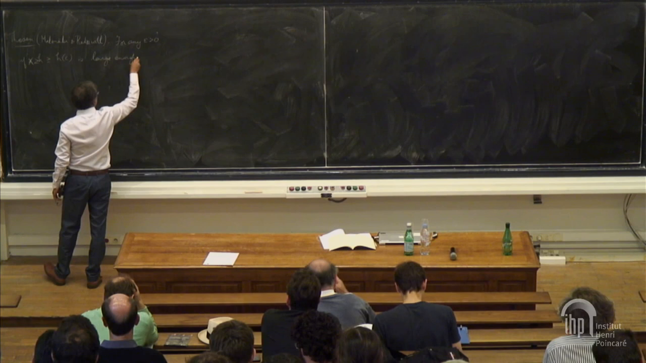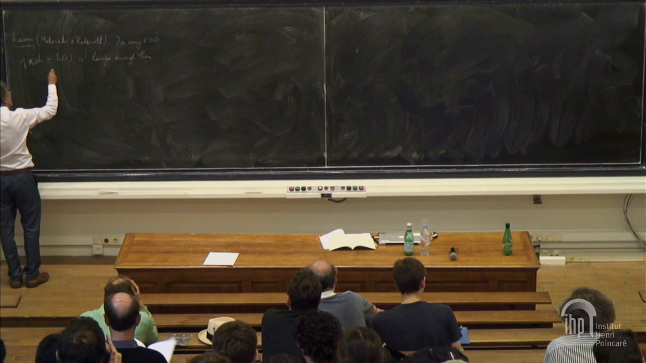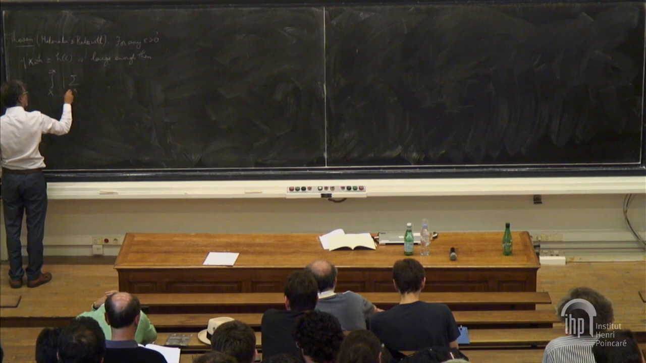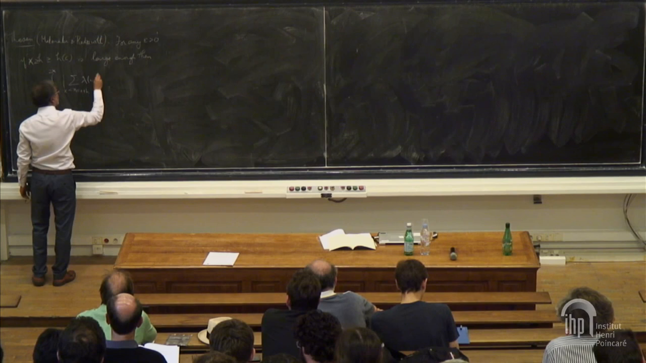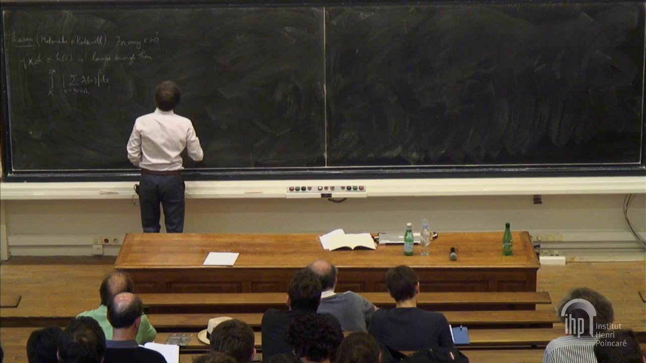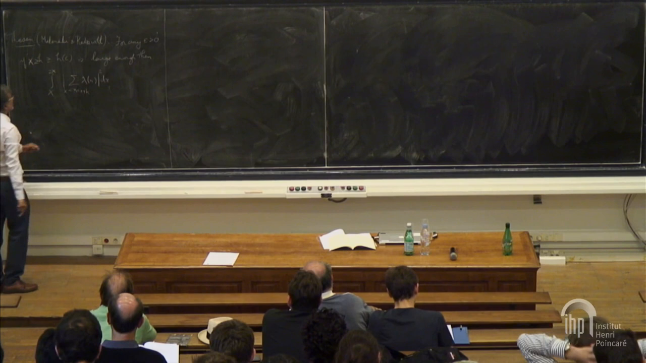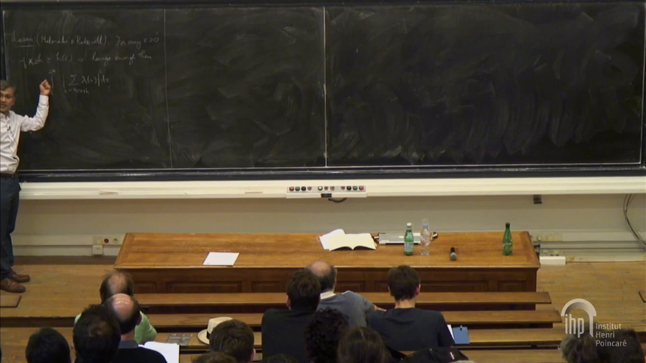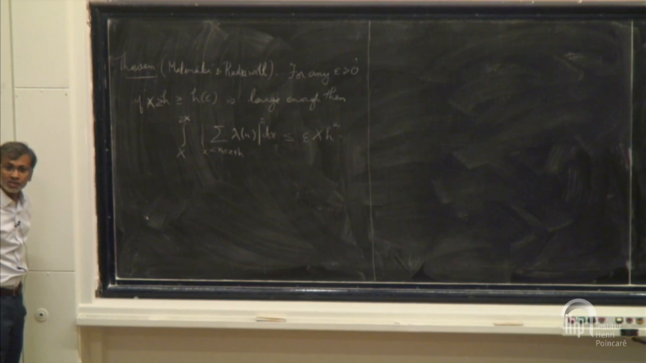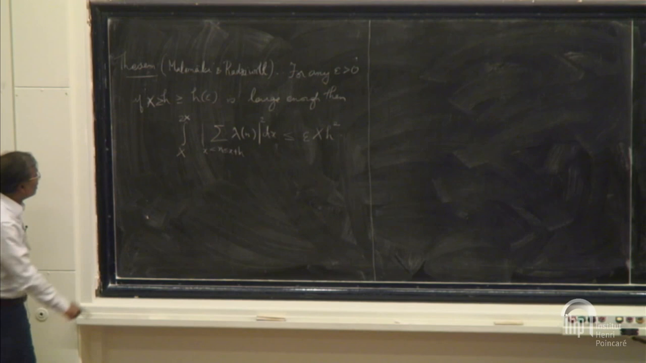then what they proved is that you can take the L2 norm of the sum of the Liouville function in a short interval. Now the trivial bound for this is that this is at most h, and so it's h squared times the length of the integration, which is x. So what they say is an epsilon over the trivial bound, so x times epsilon. So the result is a little bit more precise than this, but qualitatively, this gives you a good idea of what's going on.